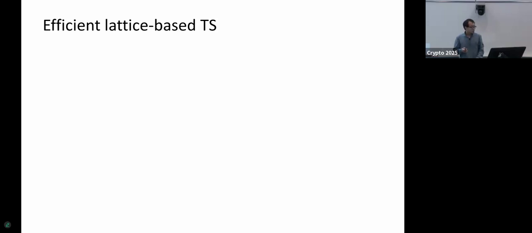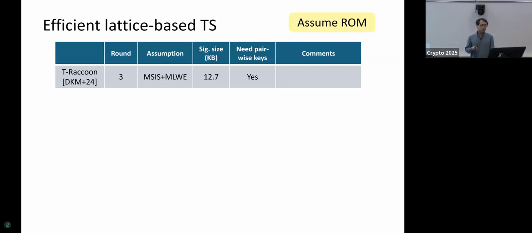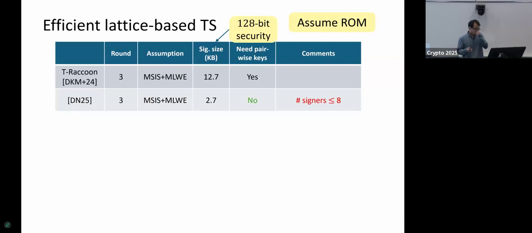So now let's take a closer look at the existing efficient constructions. They all assume the random oracle model. The first construction, Threshold Raccoon, has 3 rounds and is based on standard assumptions, with signature size about 10 kilobytes. Here, we consider 128-bit security. It also requires setting up a private key between each pair of signers. The more recent scheme greatly improves the signature size and also avoids the need for pairwise keys. However, it only works for small numbers of signers.